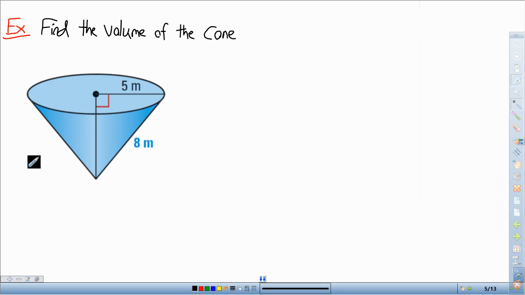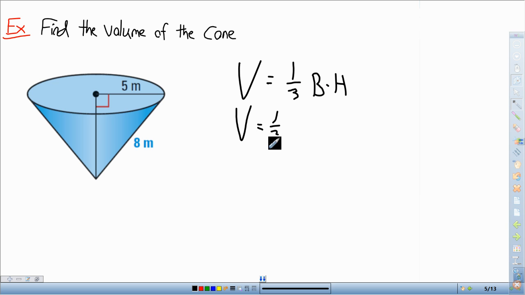Let's take a look at this one. Go ahead and copy it, and you'll see it's a little different than the others. First things first, volume equals 1/3 area of the base times height. Again, our base is a circle, so we need to plug in the formula for the area of a circle, which is pi r squared times height. Here's where we run into an issue. We have the radius of our circle, it's 5, that's nice. The height of our cone, though, is this line right here.